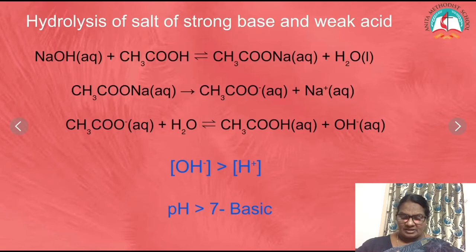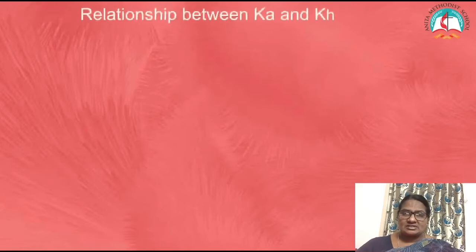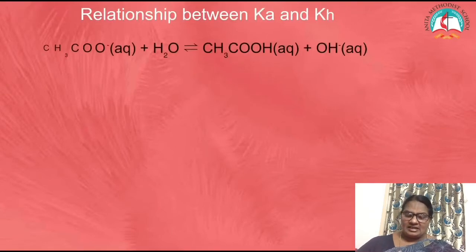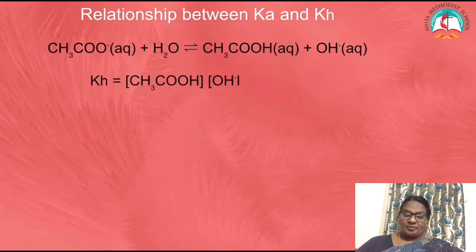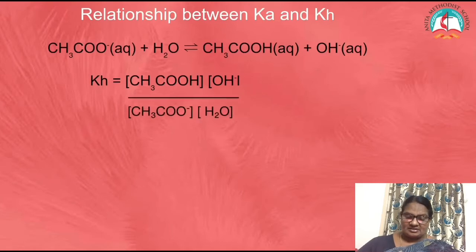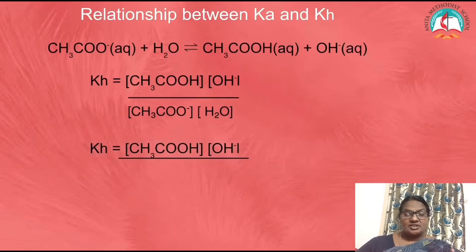Now let us try to derive a relationship between Ka, the dissociation constant, and the hydrolysis constant Kh. Just like Ka, we can write the hydrolysis constant for this equation as the product of the molar concentration of the products by the product of the molar concentration of the reactants. As usual, water is in excess, so the equation can be simplified as the molar concentration of the products by the molar concentration of only the acetate ion.